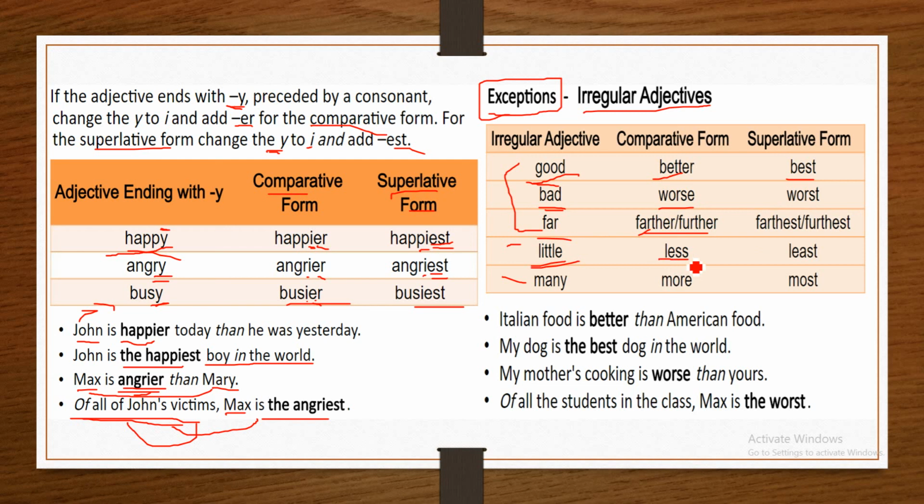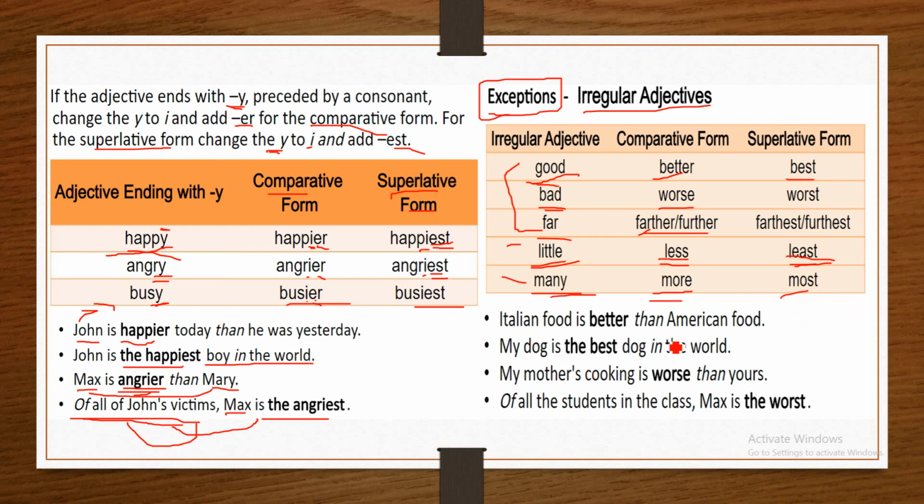Little: for the comparative form, it becomes less. For the superlative form, it becomes least. Many: for the comparative form, it becomes more. For the superlative form, it becomes most.